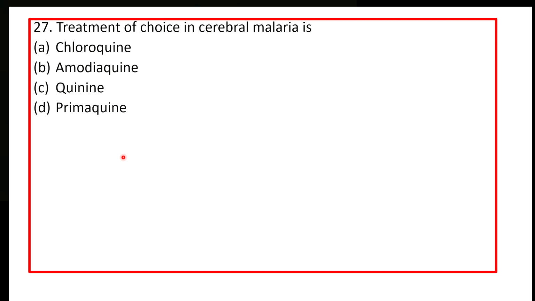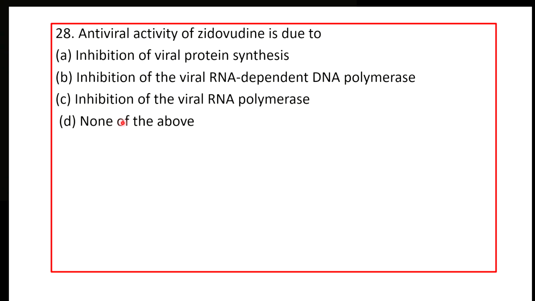Now question number 27, treatment of choice in cerebral malaria. You know there are various types of malaria. So what is the very important drug which is used to treat cerebral malaria? The options: chloroquine, amodiaquine, quinine and primaquine. The answer, yes, C is the correct option. Quinine is the correct option for cerebral malaria.